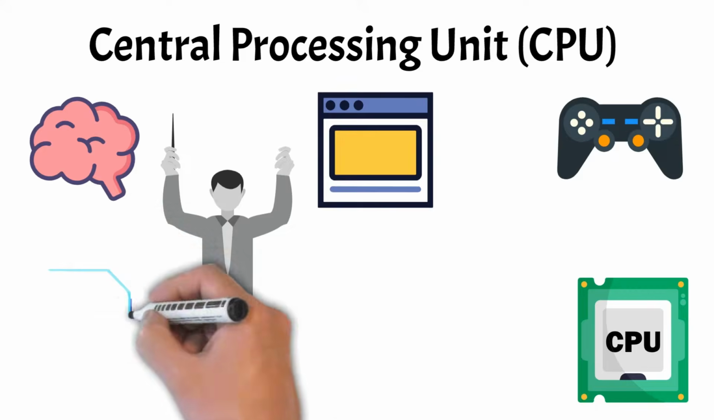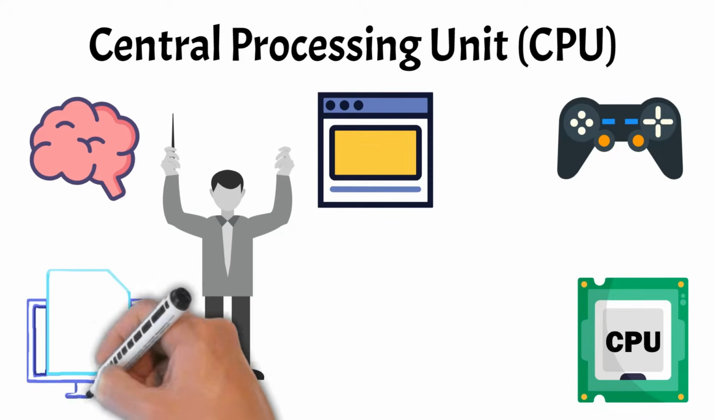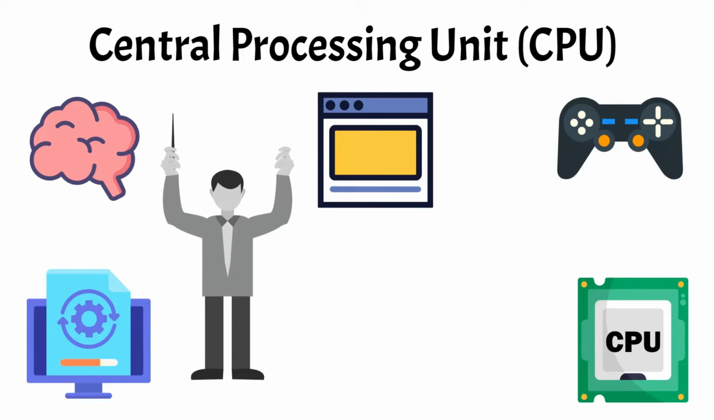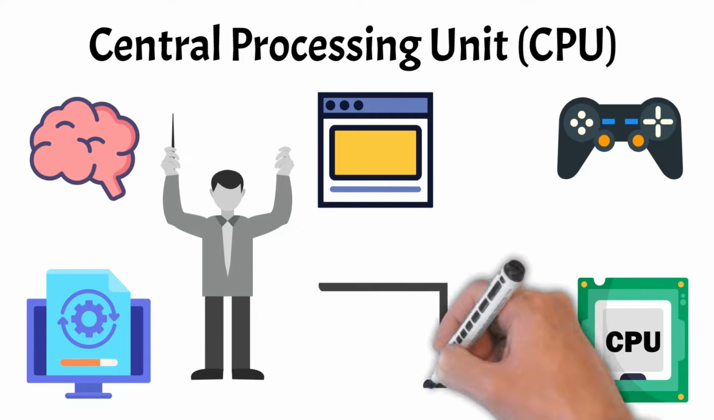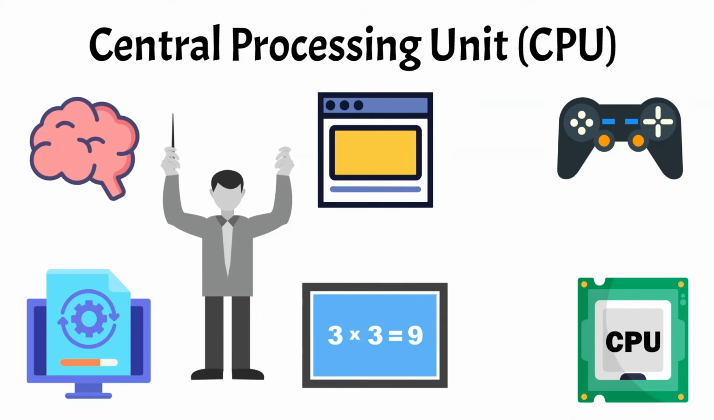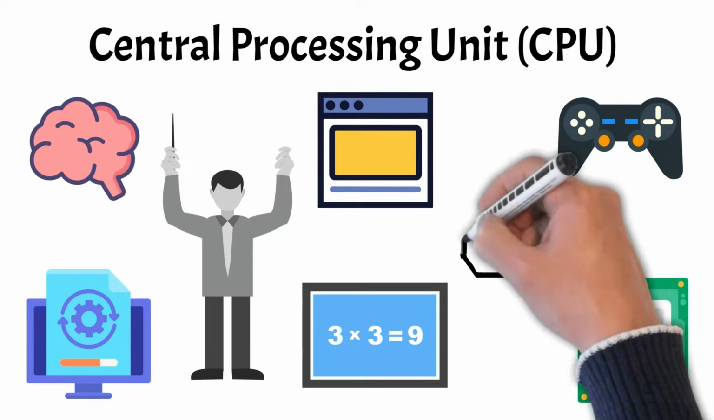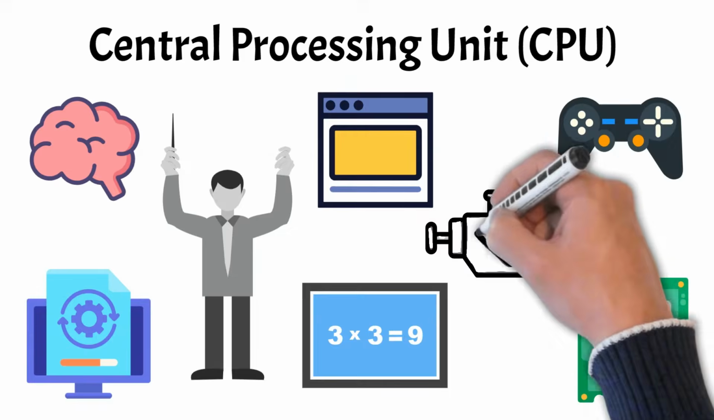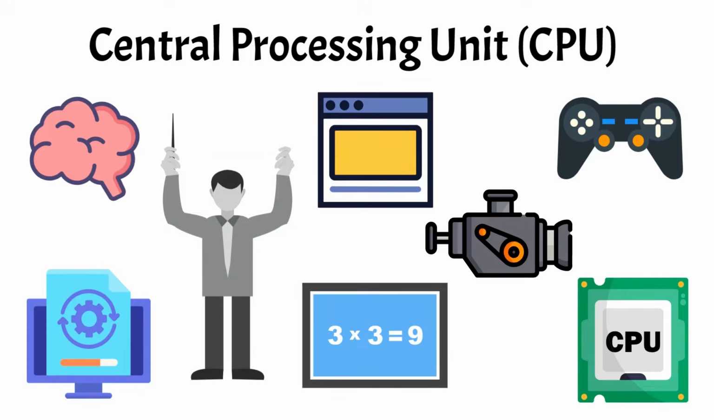It takes in data, processes it, performs calculations, and sends out instructions to the rest of the system. This involves tasks like fetching data from memory, decoding instructions, performing arithmetic operations, and managing input and output operations. Essentially, the CPU is the driving force that powers your computer's performance, making it an indispensable component in any computer system. Up next, we have RAM.